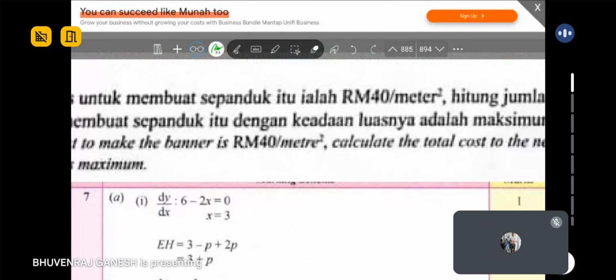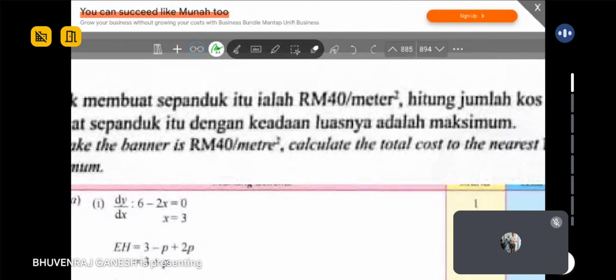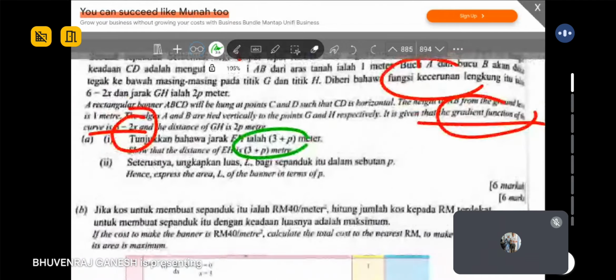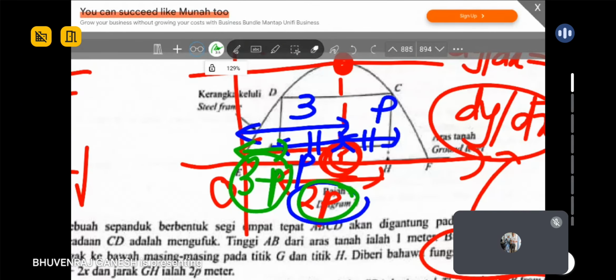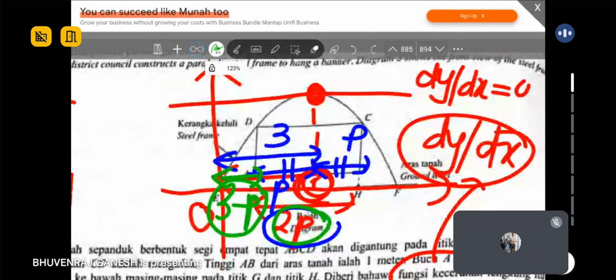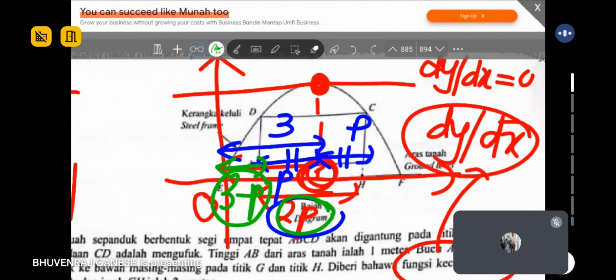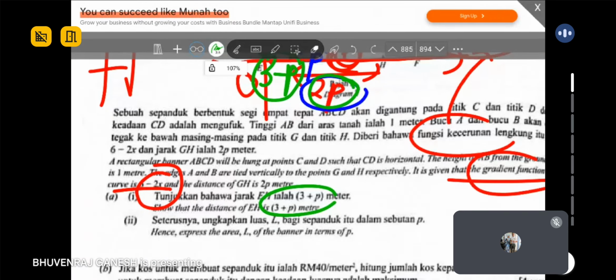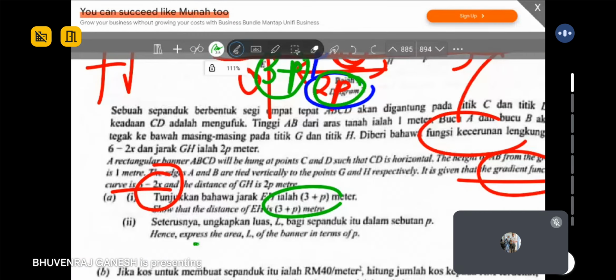Is the proving question easy? Very easy actually. It's just logic, no bombastic calculations. Logic based on the diagram. The most important thing is you must know where to draw your axis. If you know that, you can get the answer. Okay? Alright. Next question.